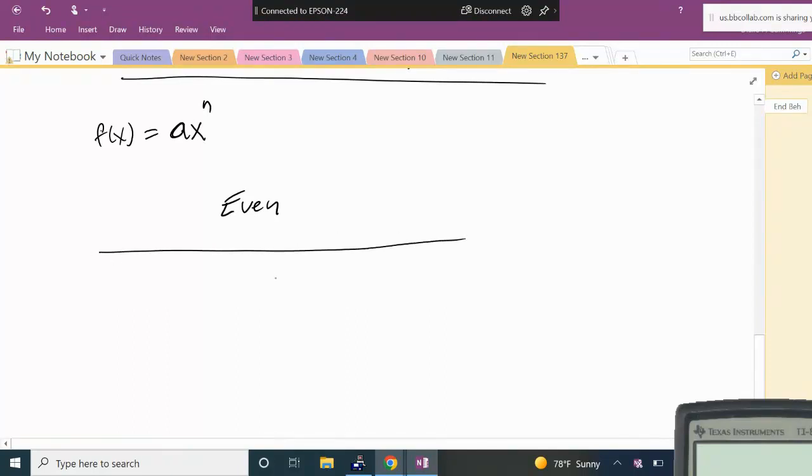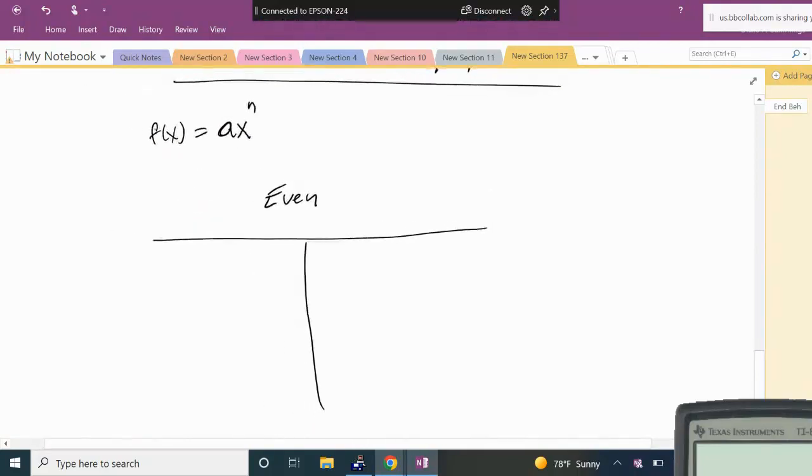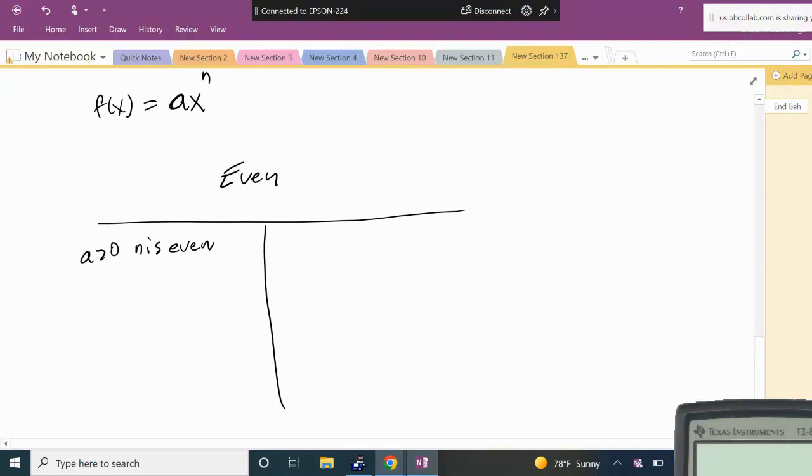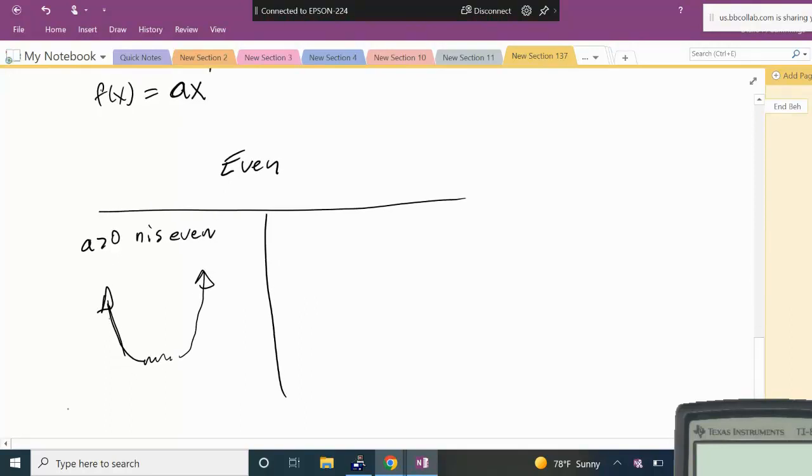Okay, so I'm going to split this up. So we have a is greater than 0 and n is even. So remember that a is just the leading coefficient and n is our exponent. If we have both of these conditions, then our graph is going to rise to the right and it's going to rise to the left. And I'm going to give an example of what I'm talking about in a second.